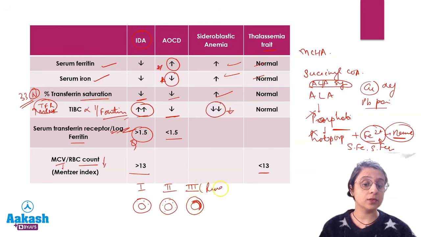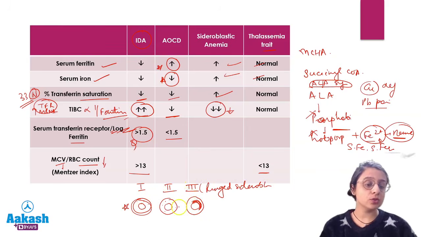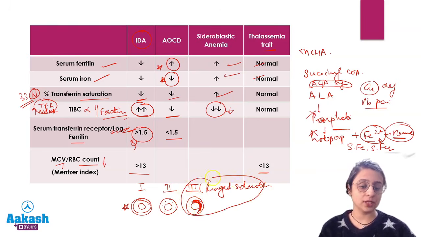These are the ring sideroblasts, right? So normally you will see grade 1 sideroblasts in your bone marrow, that is not an issue. But when it becomes such a level where 5 coarse siderotic iron granules encircle more than 1/3 of the circumference of the nucleus, they become abnormal, pathogenic, those are the ring sideroblasts, right? So these findings will be seen in the bone marrow in a case of sideroblastic anemia.